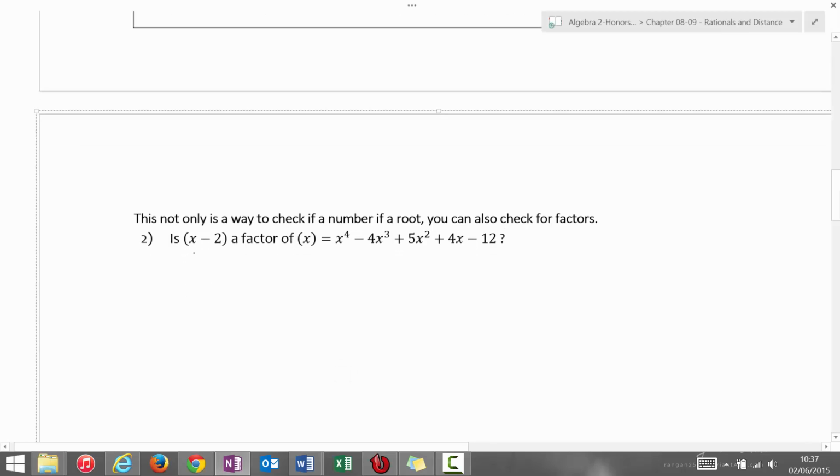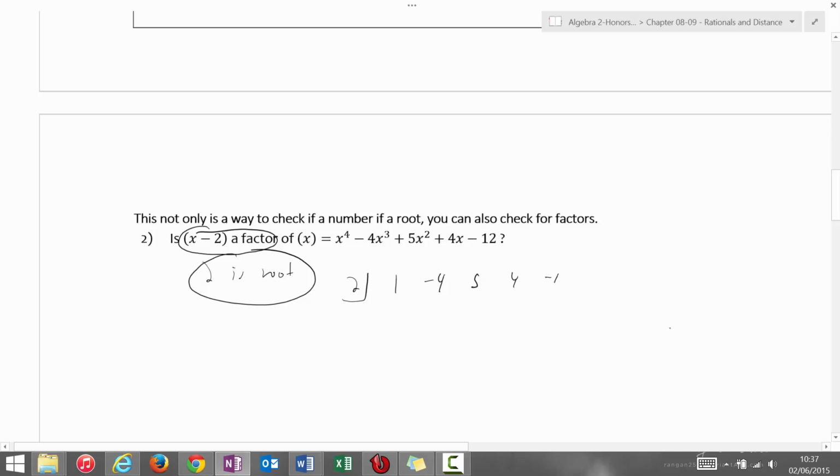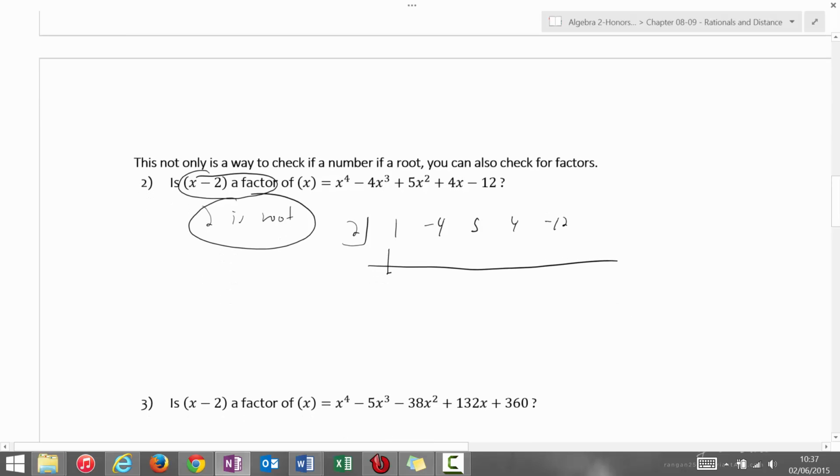So, lots of questions we can ask. Is x minus 2 a factor? If that would be true, then that also means that 2 is a root. In fact, saying x minus 2 is a factor and saying 2 is a root are equivalent statements. So I'm going to synthetically divide with 2 and see if I get a remainder 0. Same thing as if you were to plug 2 in, but this is a lot faster. So I set up my coefficients.